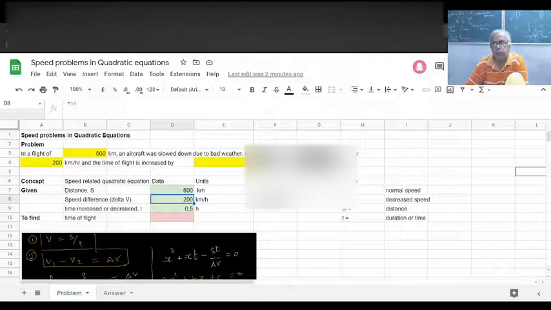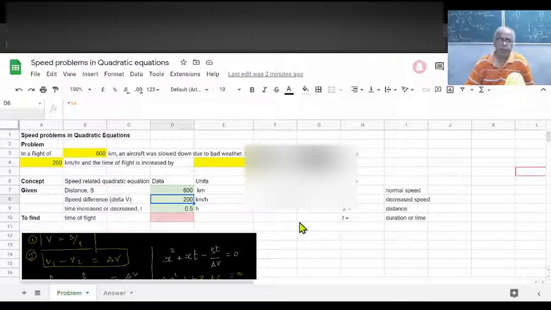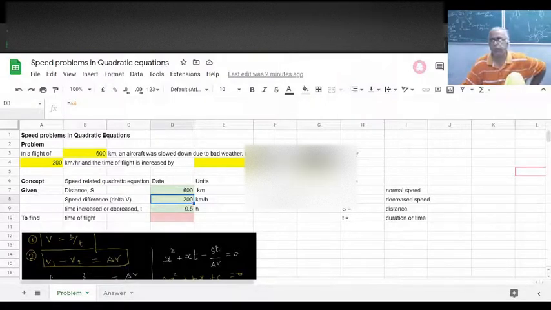So when we talk about the formula here, we know already this delta v is nothing but v1 minus v2, that is, there will be a normal speed and there is a decreased speed. What they have given is only the change in the speed, the decrease in the speed. So we have to arrive at this basic equation, that is v1 minus v2 is equal to delta v, the change in the speed, and v is given as s by t, that is distance divided by t. What is to be found out is the duration of flight, that is, the time of flight. So we have given everything here, and what is the concept and what are the formulas to be used. Okay, now let us go ahead.